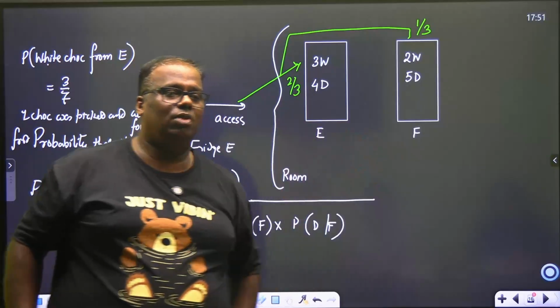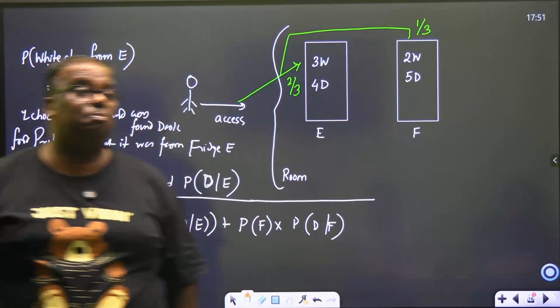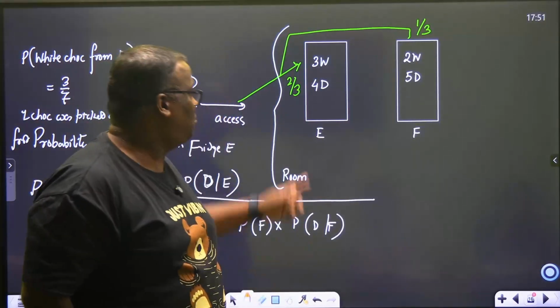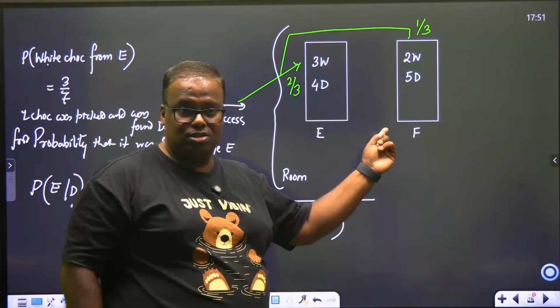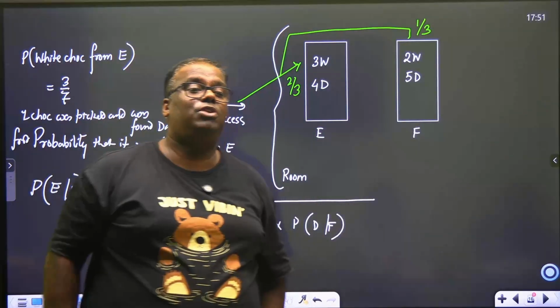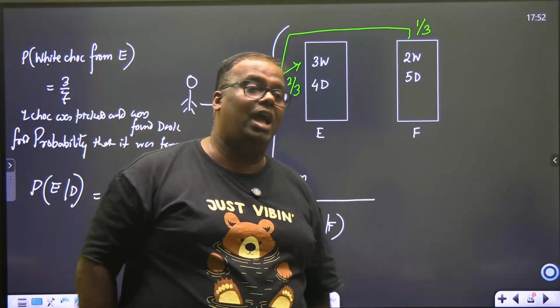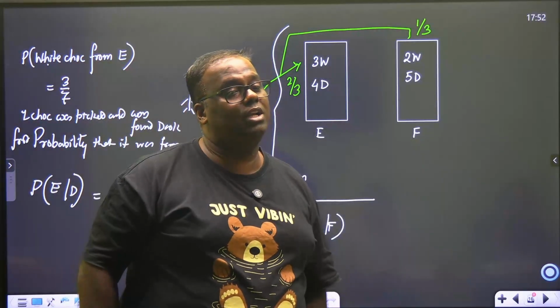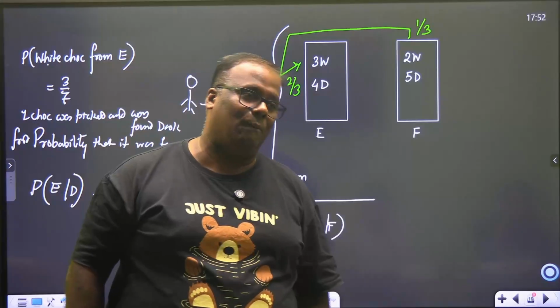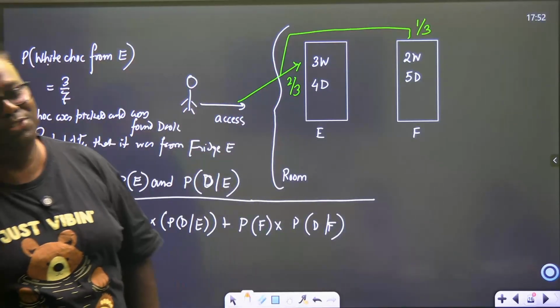Suppose my question was, one fridge was picked at random, so the probability of this is half, and this is also half. One fridge was picked at random, what is the probability? And a chocolate was taken out which was found to be dark. What is the probability that the chocolate came out from fridge 1?